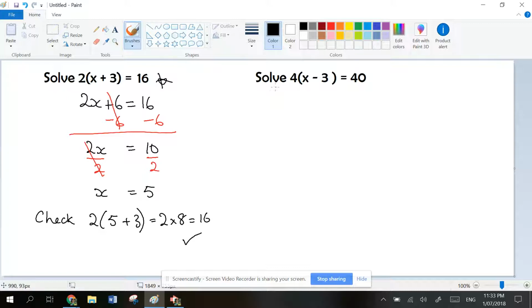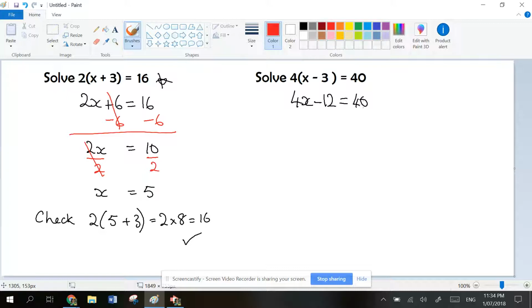On the right here, we have solve 4 in brackets x minus 3 equals 40. Let's do the same thing. Let's do the same technique, expand the bracket out first. So this gives us 4 times x, which is 4x, minus 4 times 3 is 12. On the right-hand side, we haven't done anything to that yet. We still have 40, so just bring that down.